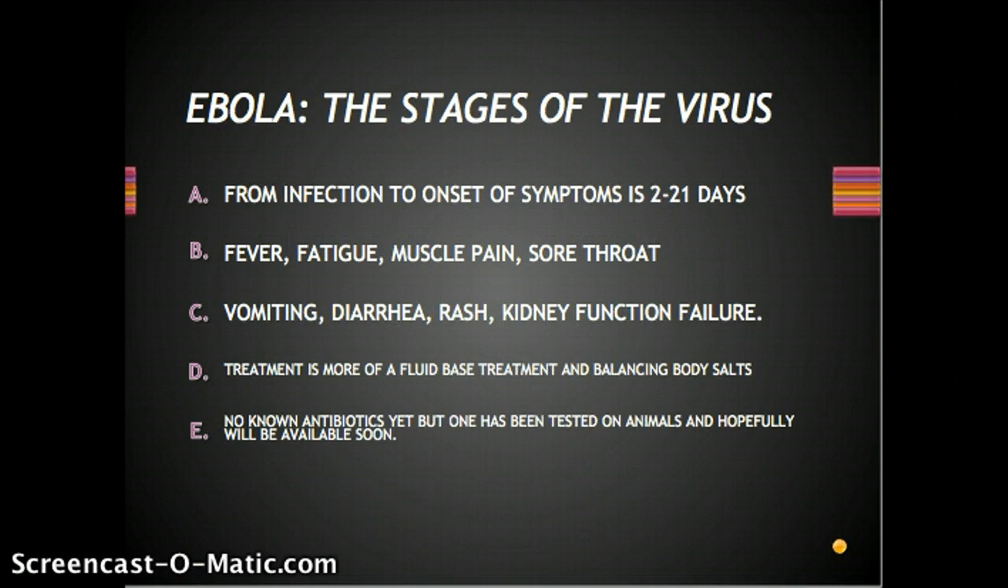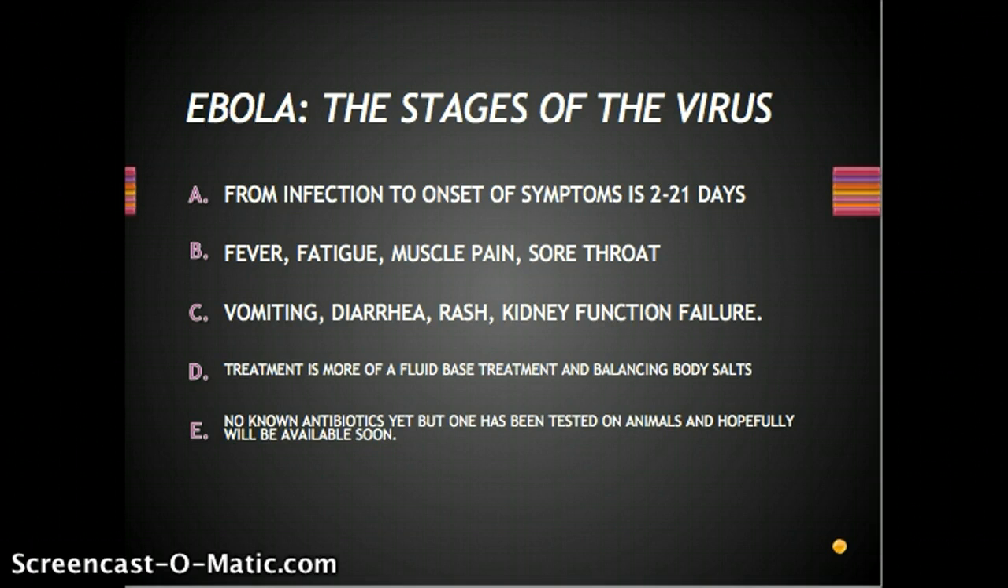How do you know you have Ebola? So the stages of the virus are as follows. From infection to onset of the symptoms is anywhere between 2 to 21 days. So that is a 3-week period where you will start noticing changes, and the symptoms will last up to 21 days. The different types of symptoms will be fever, fatigue, muscle pain, and sore throat, followed by vomiting, diarrhea, rash, and, if it gets really bad, kidney function failure.